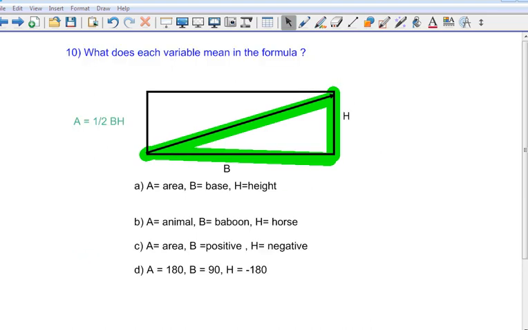All right, question 10. What does the variable mean in the formula area equals half BH? Here are your options. Vote in now.